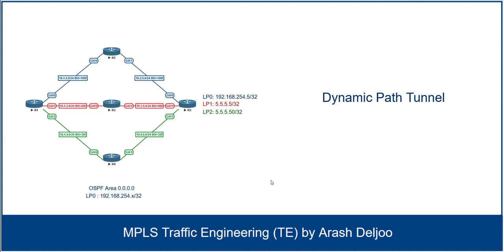You know that in the previous video, we learned about the explicit path tunnel. Now we don't configure any explicit path. We only define the requirement of our traffic. And this is the function of MPLS traffic engineering that will find the path with our requirement. Let me show you.